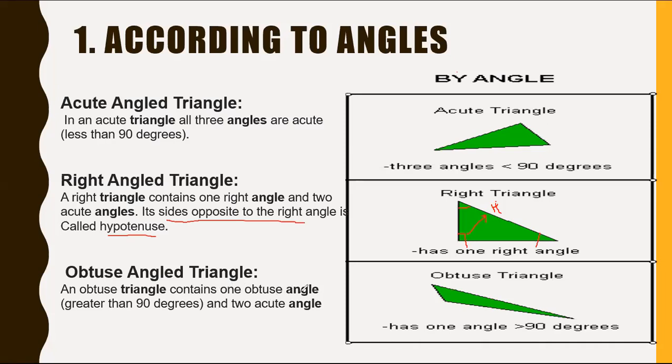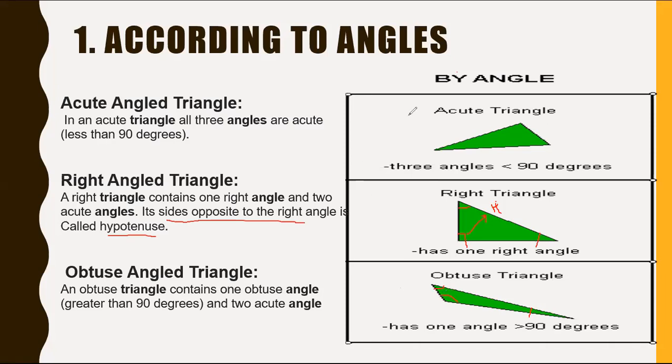What is the meaning of obtuse? That is greater than 90 degrees. Here you can see that this angle is greater than 90 degrees. When a triangle has one obtuse angle and two acute angles, this type of triangle is called an obtuse angle triangle.